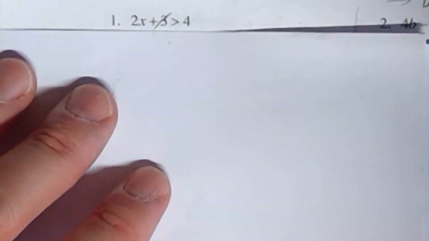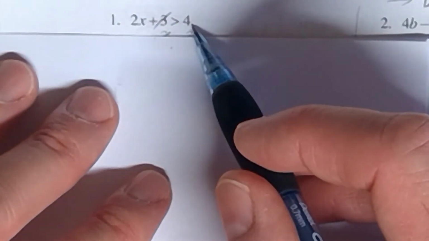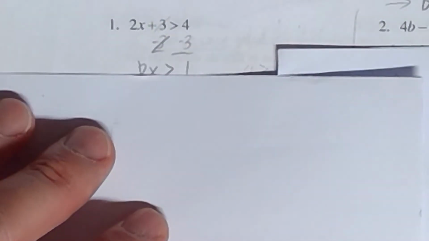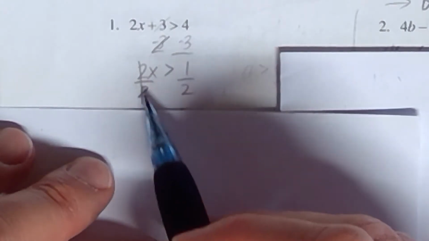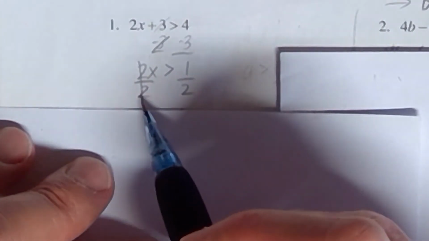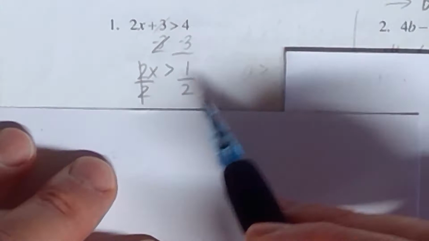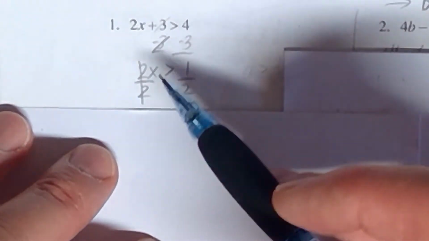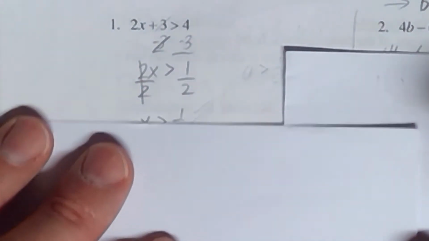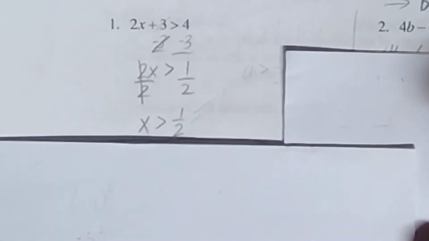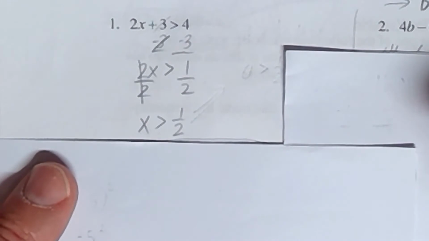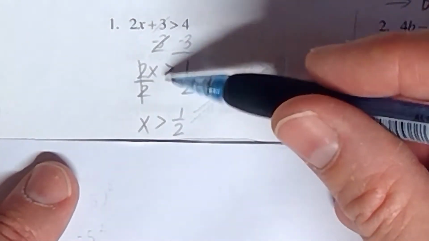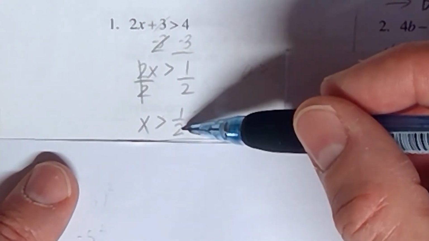Okay, number 1. We need to get the 3 and the 4 on the same side before we can divide out. So I subtract the 3 over, and I get 2x greater than 1. Since I now need to divide by positive 2, not negative 2, but positive 2, in order to get the x by itself, I do not flip this inequality due to the fact that I divided by a positive. You divide by a positive, you don't flip it. When you divide by a negative, that's when you flip it. So we get x is still greater than 1/2 over here.